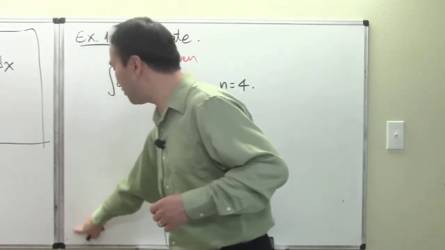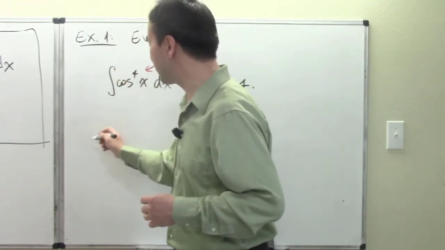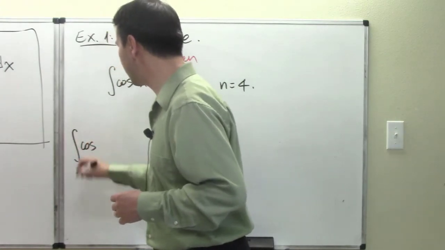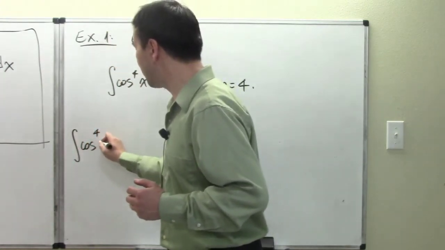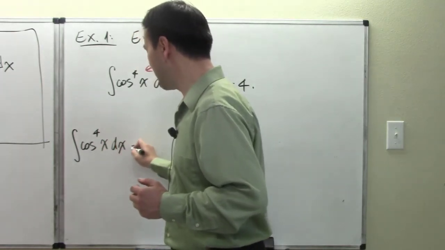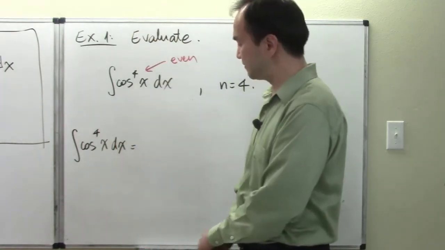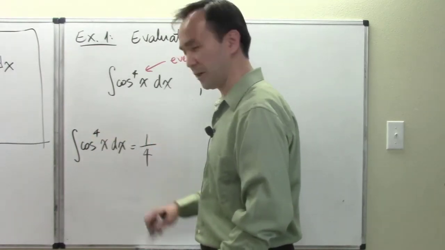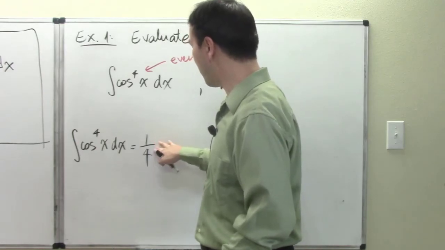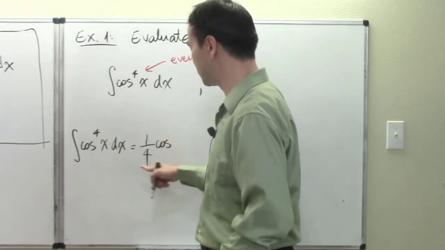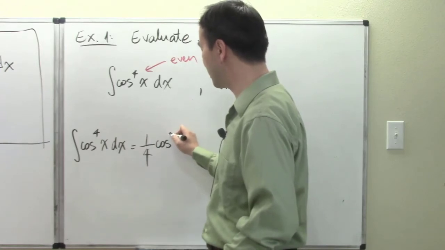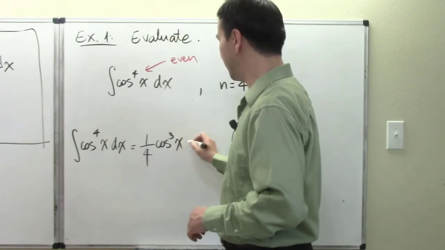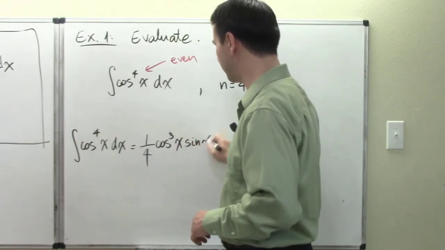With the power being 4, I am going to use the reduction formula. We are trying to find the integral of cosine to the 4th of x dx. The reduction formula says this is n, so we need 1 over n, so now 1 over 4. And according to the reduction formula, we need to multiply with cosine, but no longer 4th power, now power 3, because cosine to the n minus 1 of x, and then times sine of x. So that's just the formula.